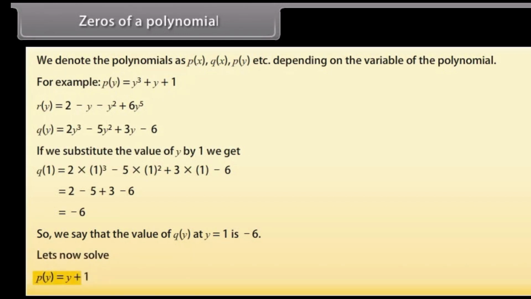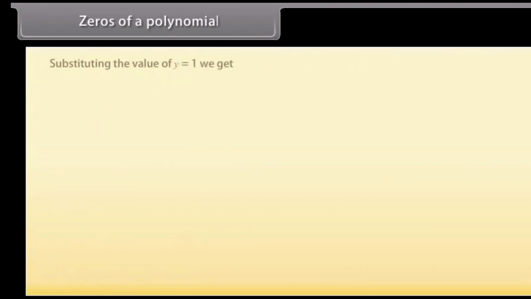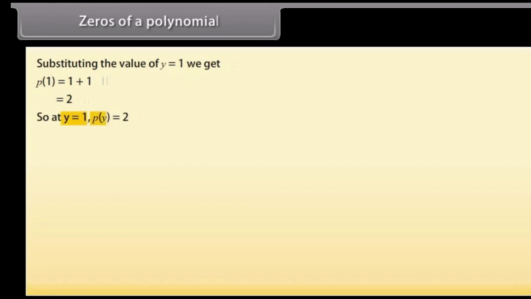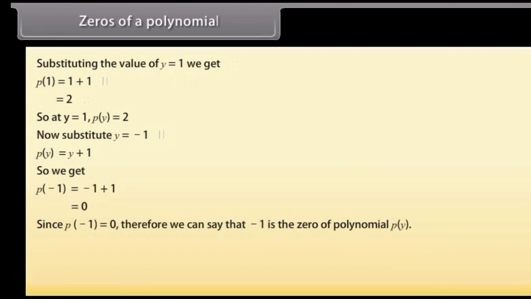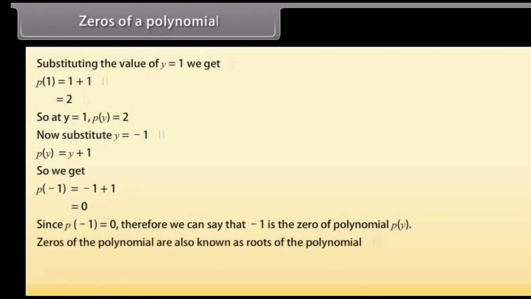Let's now solve p(y) is equal to y plus 1. By substituting the value of y is equal to 1, we get p(1) equals 1 plus 1, which is 2. So at y is equal to 1, p(y) is equal to 2. Now substitute y is equal to minus 1, we get p(minus 1), which is equal to minus 1 plus 1, which is equal to 0. Since p(minus 1) is equal to 0, therefore we can say that minus 1 is the zero of polynomial p(y). Zeros of the polynomial are also known as roots of the polynomial.